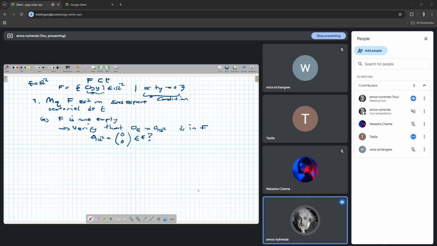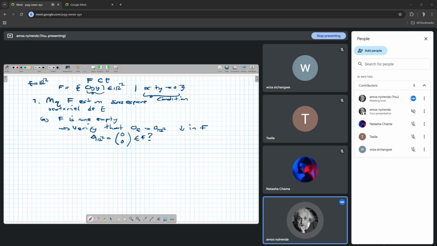That is correct. So if the parent set is non-empty, then automatically the identity element of the parent set is going to be in the child set, which is F in this case, and so F is not going to be empty. So here we see the 0, 0. Here our x is 0 and our y is 0. If you plug in these two values here, you see that you get 0 is equal to 0.